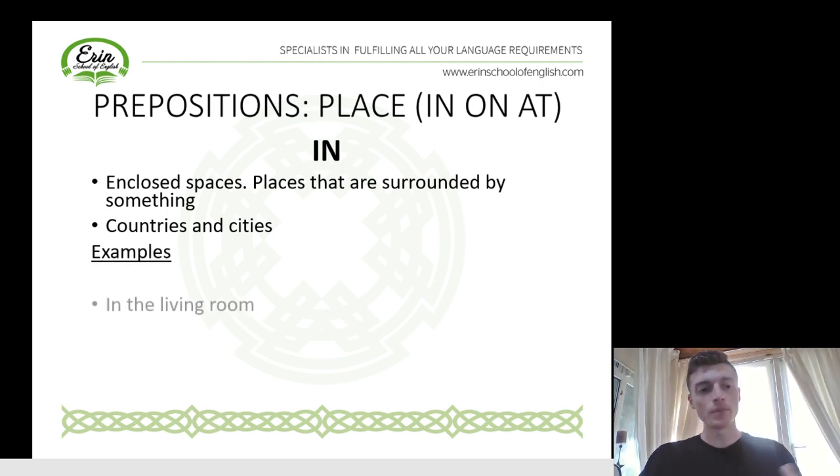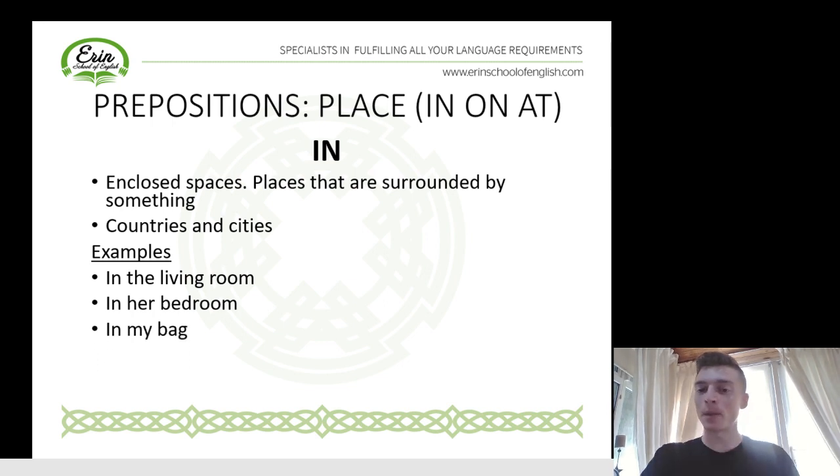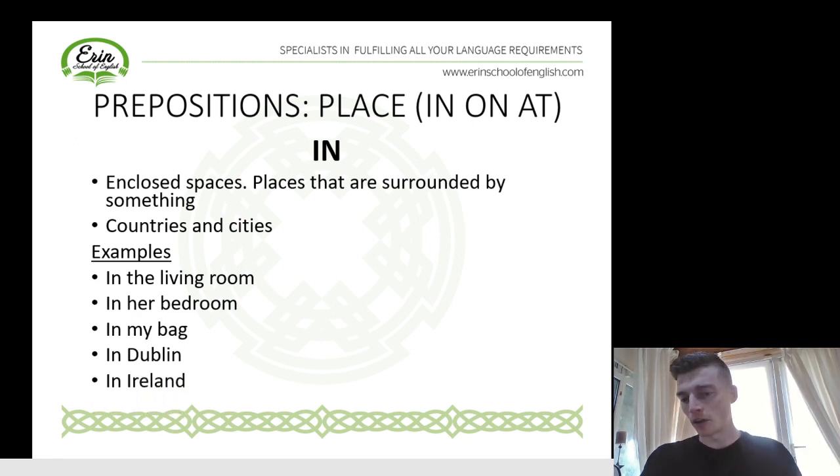Some examples include in the living room. So the living room, of course, is a room. It's got four walls. It's an enclosed space. She can be in her bedroom. Again, a room. Something can be in my bag. Now, a bag, again, is an enclosed space. I'm in Dublin. Dublin is the biggest city in Ireland. So Dublin, Ireland, these are places with borders. We've got a city and a country.